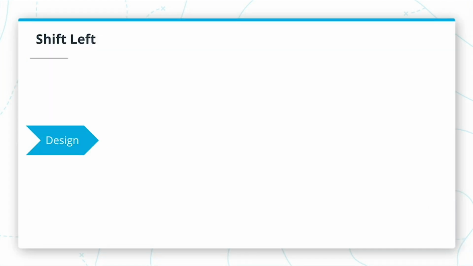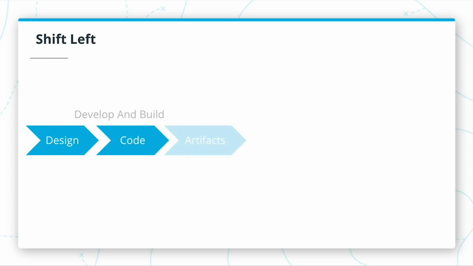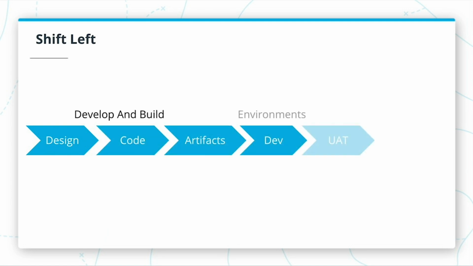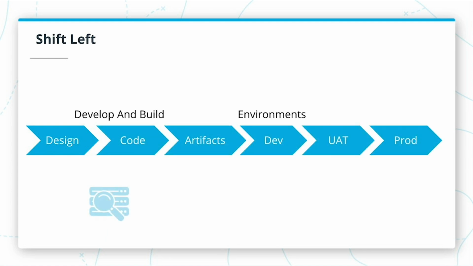Identification of these types of vulnerabilities needs to happen during all phases of the lifecycle, starting from architecture design and code development all the way to post-production. Identification and remediation of vulnerabilities earlier on drastically reduces risk of exploitation. We call this idea shift left.